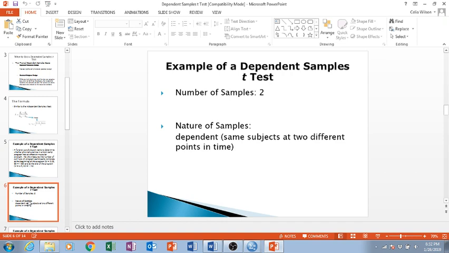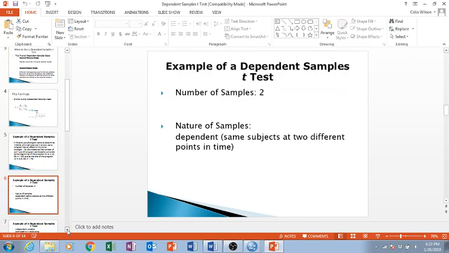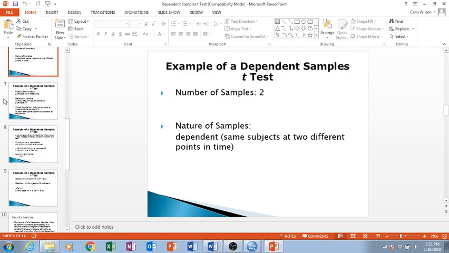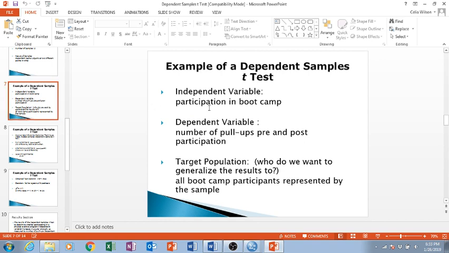The number of samples we have is 2. The nature of the samples, they are dependent. We have the same subjects on the pre-test and the post-test. So we have the same participants being measured on number of pull-ups. Our independent variable is participation in a boot camp. Remember, the independent variable is, what does the researcher do? What do you manipulate? Well, in this case, we had people go through a boot camp.